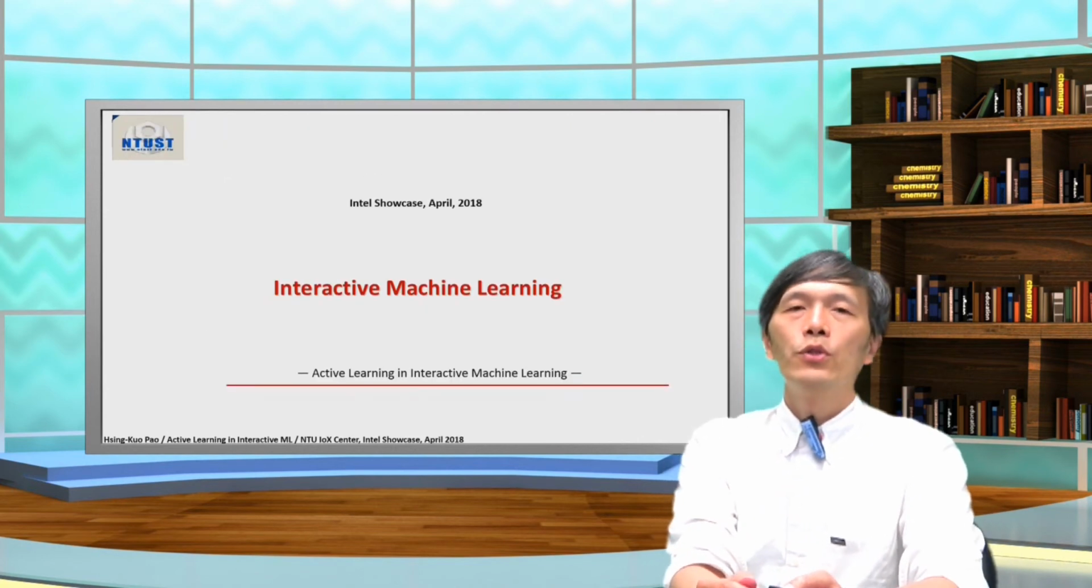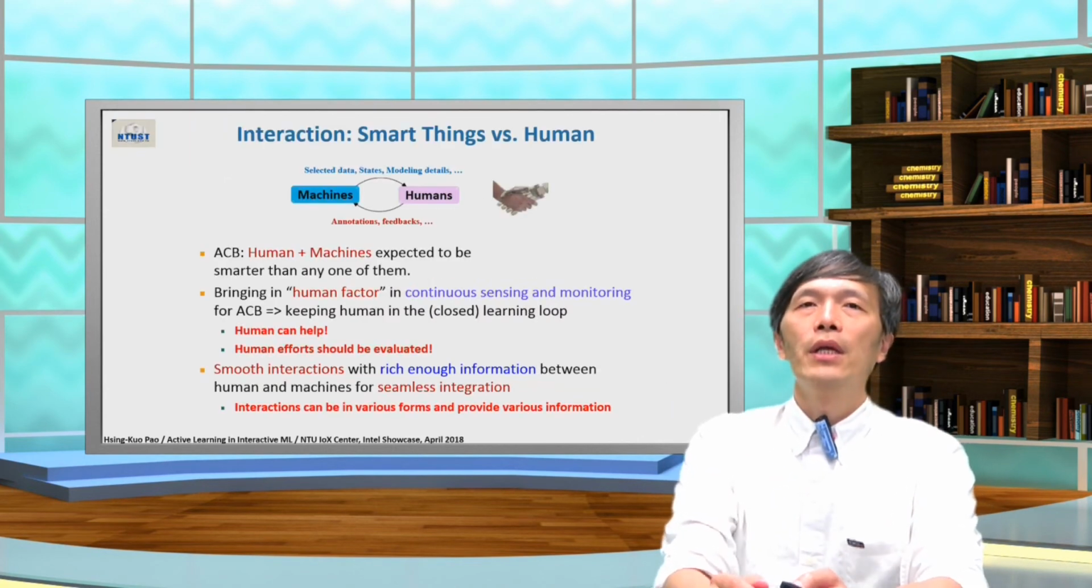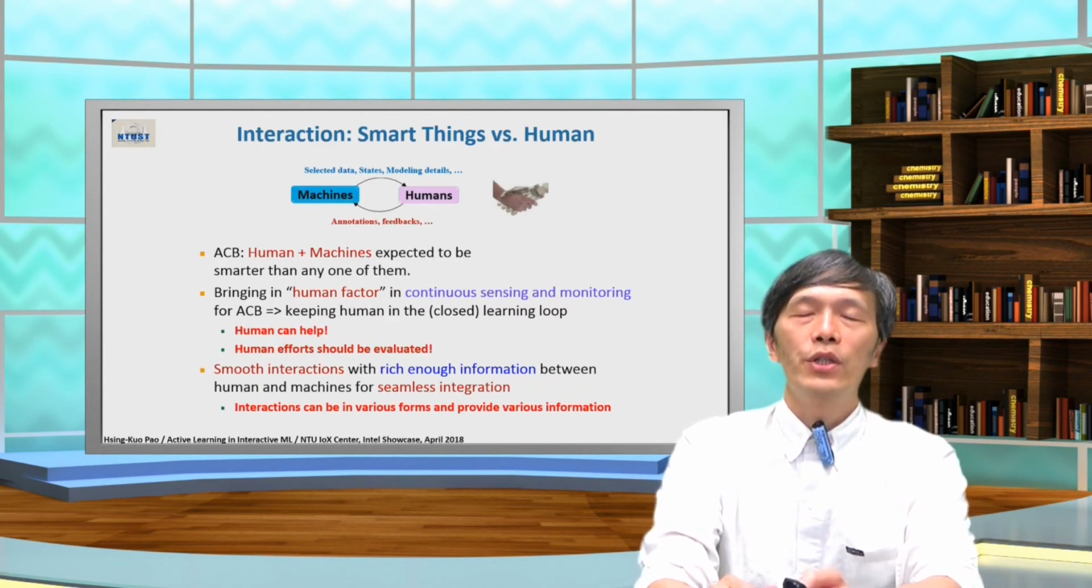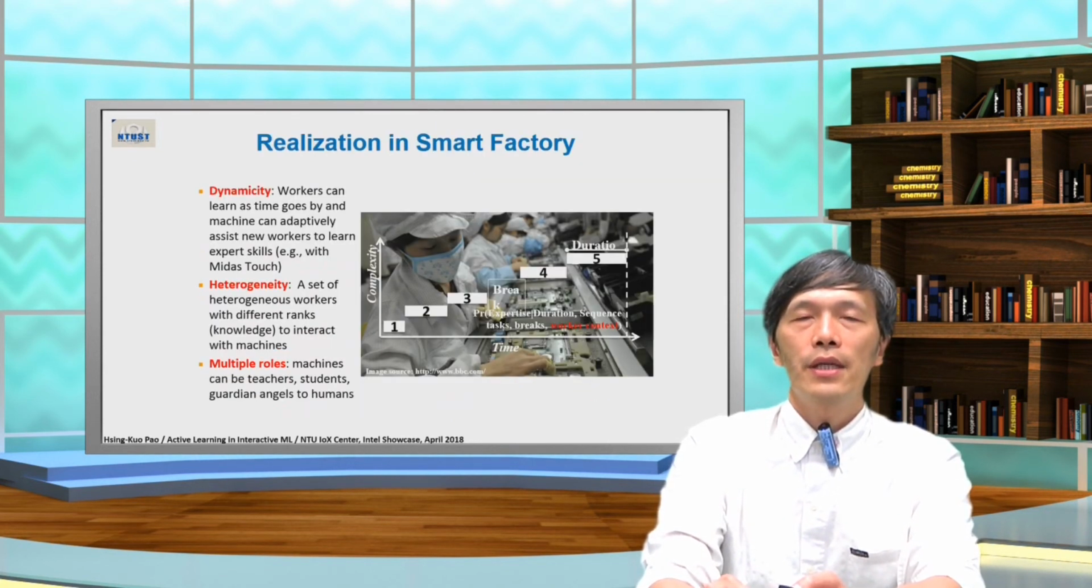When we move on to interactive machine learning, we need to consider the human factor in this case. We talk about the realization in a smart factory. Here we need to consider the dynamicity, because different workers may have different skills at different moments and can perform at different levels.